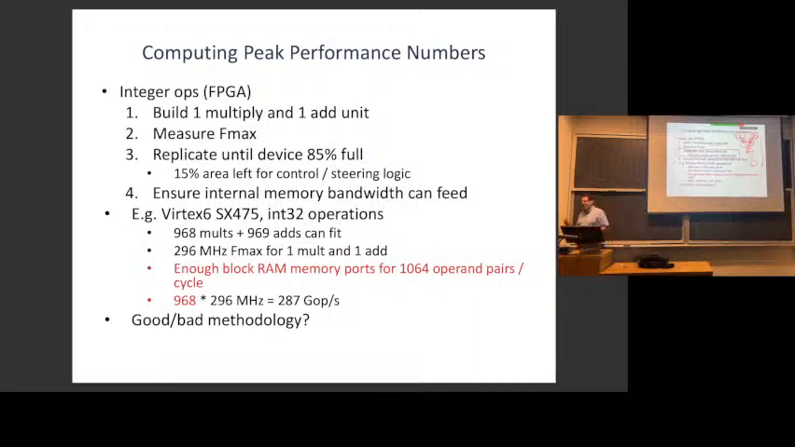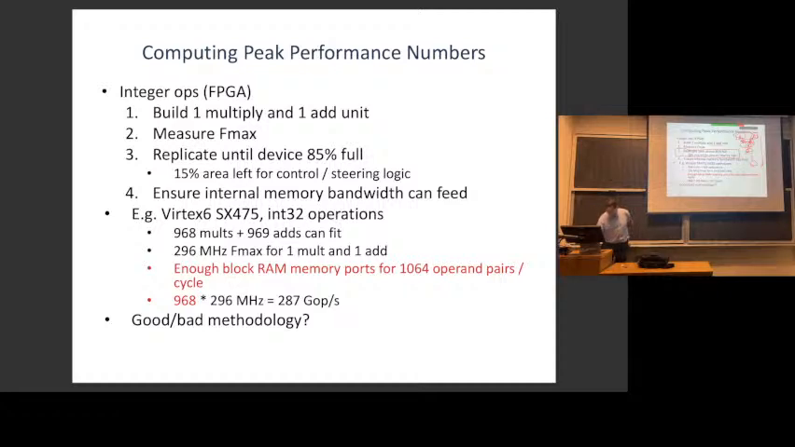So they don't go to 100% full because they say, well, you're going to need some control logic, and we didn't build any control logic. We didn't build any data path to get data from main memory, from off-chip memory, into these units. So there's going to have to be something else. We're not going to build that, but there'll be something else. So we'll leave 15% for that.